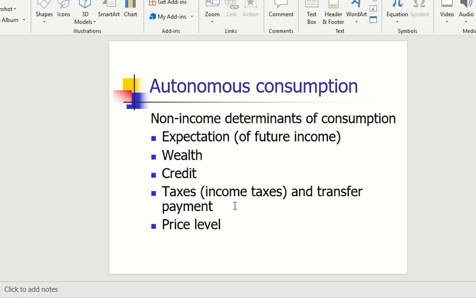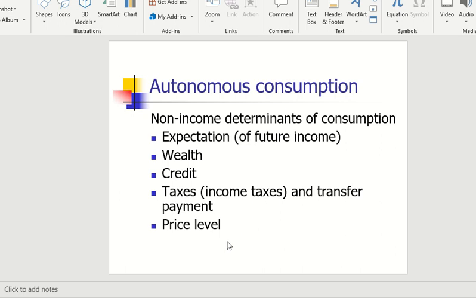And then we have income taxes. If the government says that we're going to lower the income tax, then obviously this is going to mean that we're going to take home more income, and we're going to spend more. Transfer payment works almost the same as income tax. If we have a rise in transfer payment, if the government increases unemployment benefit, for example, consumer households are likely to spend more. And then the last one is the price level.